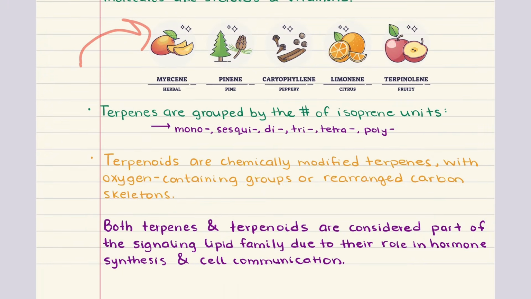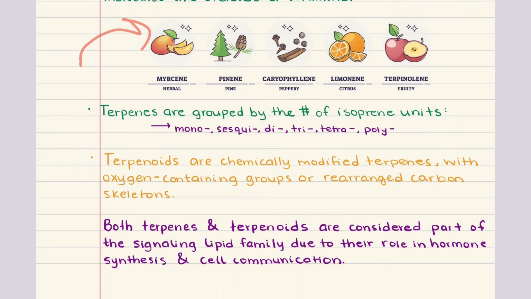Now, we can classify terpenes based on the number of isoprene units they contain. A monoterpene has 2 isoprene units. Sesquiterpenes have 3. Diterpenes have 4. Triterpenes have 6. Tetraterpenes have 8. And it continues up to polyterpenes, which are large chains.